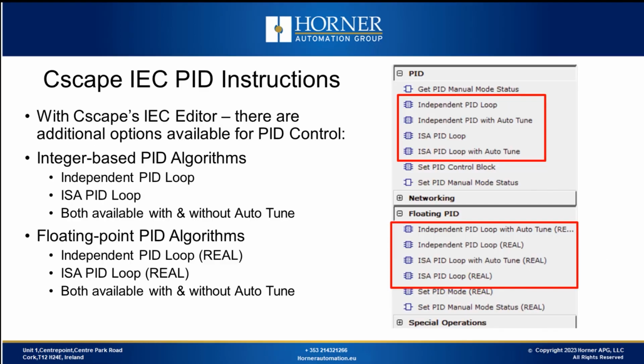Now we'll look at the specifics. Everything we've discussed so far applies to IEC as well. In IEC, you not only have integer type loops like independent and ISA, but also floating point versions of these algorithms. Just like in advanced ladder, you can also use these in auto-tuning modes, providing you with more flexibility. You can opt for an integer-based or a floating point approach, both of which are highly effective.